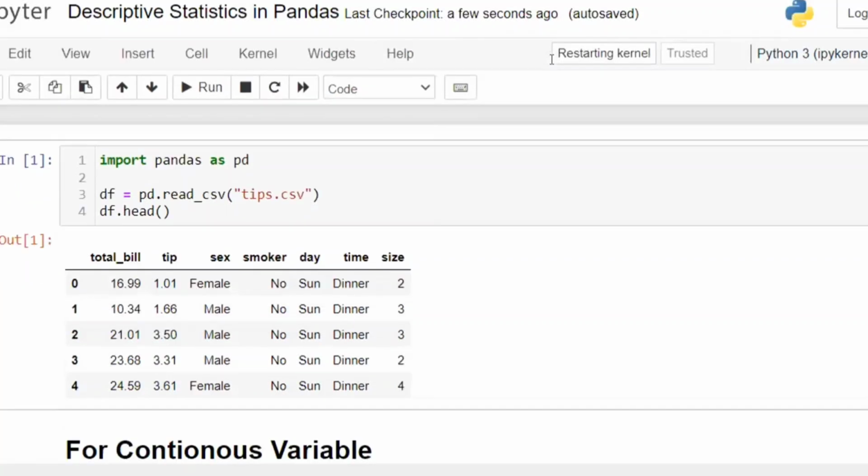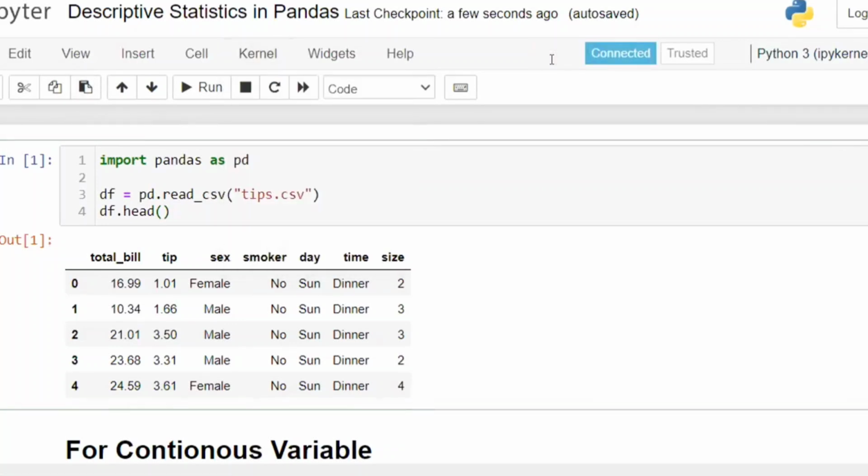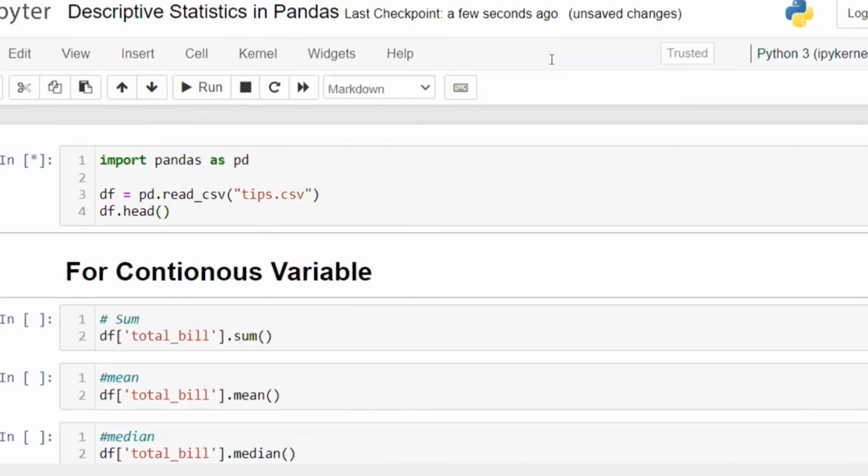To load the data. Okay, this data set is called the tips data set. So first I am going to import pandas and use pd.read_csv. The CSV file is tips.csv.